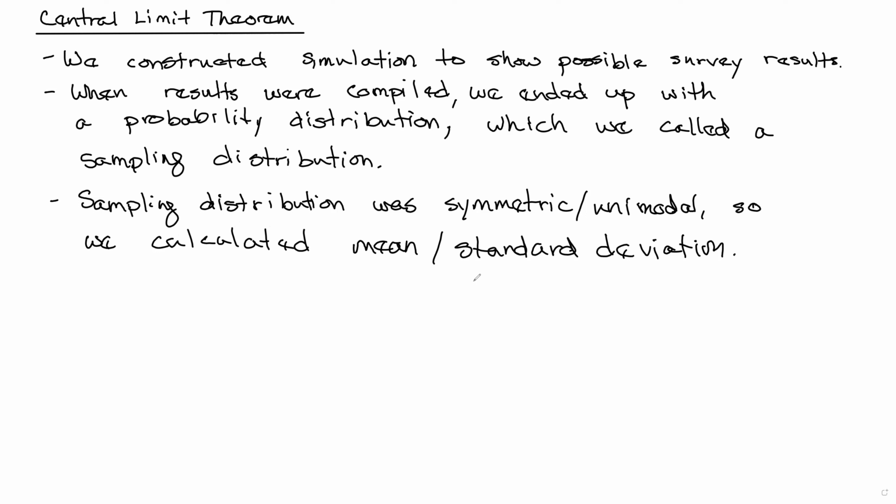And then once we had the mean and the standard deviation of a unimodal symmetric distribution, we recalled another topic from earlier in the semester, and that is the empirical rule. The empirical rule says that if you have a mean and standard deviation, then a certain amount of the data is going to be within one standard deviation of the mean. And so we found the probability that the survey results from the beginning would be within a certain range of outcomes.